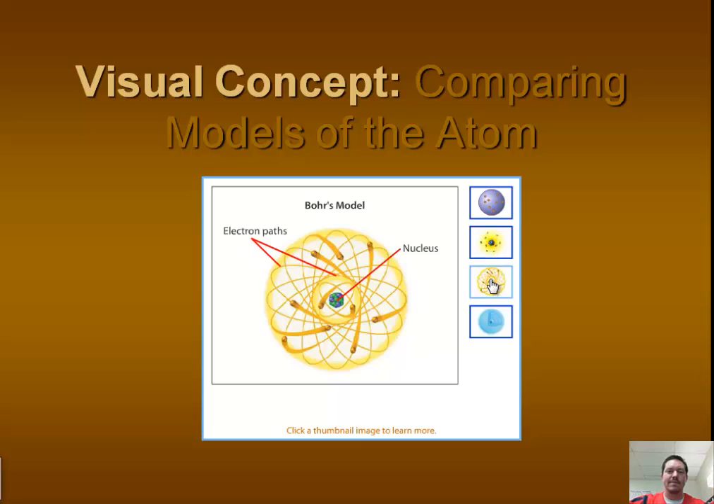Bohr's model suggested that electrons move in orbits around the nucleus. Bohr was the first person to be able to explain why atoms could only give off or absorb energy in specific amounts. So Bohr also said that the electrons were orbiting around the nucleus, so he kind of had the model that was similar to the solar system, but that's not necessarily true.